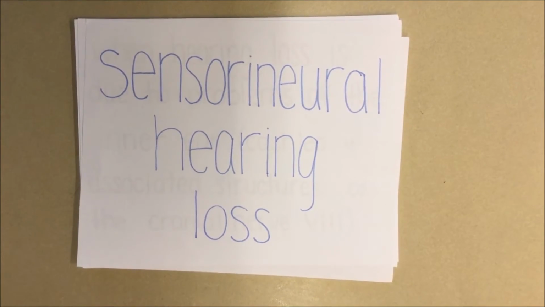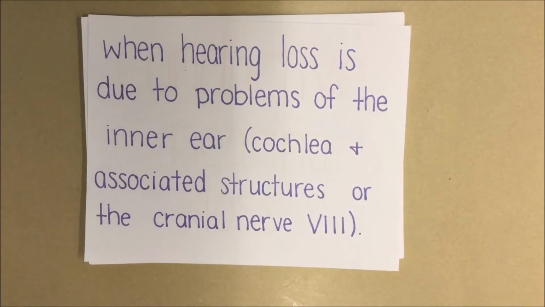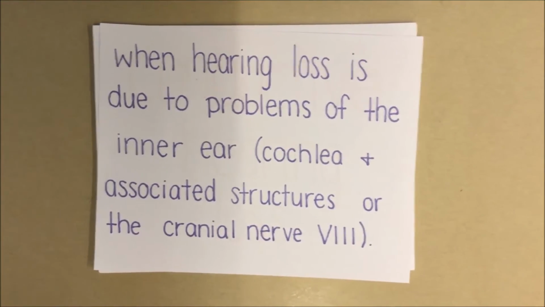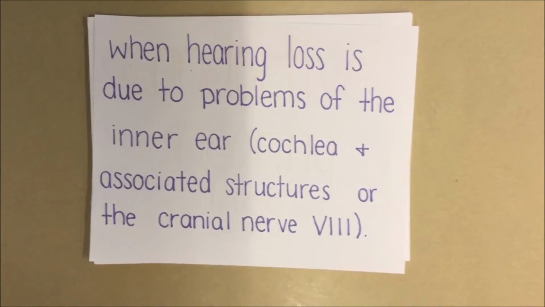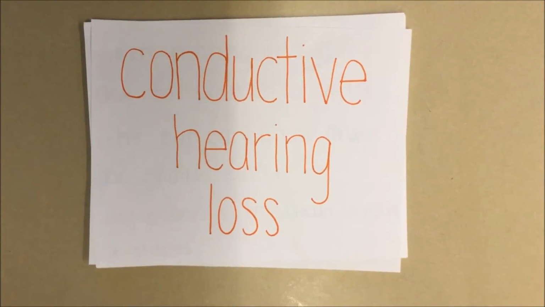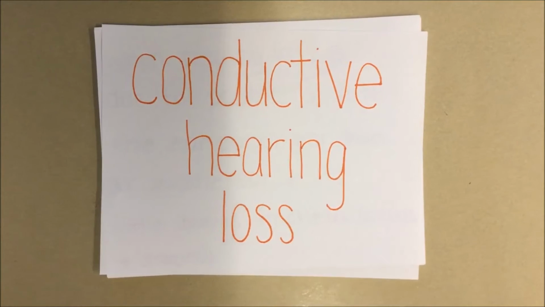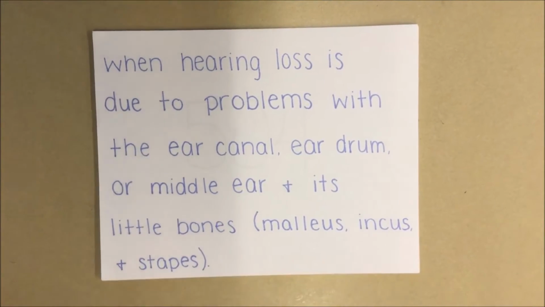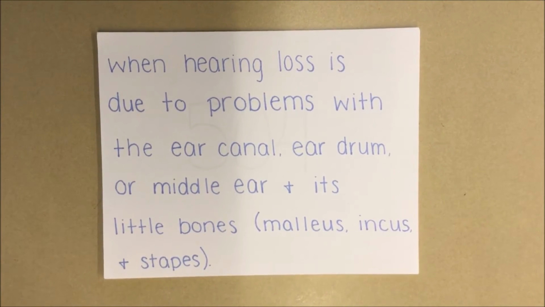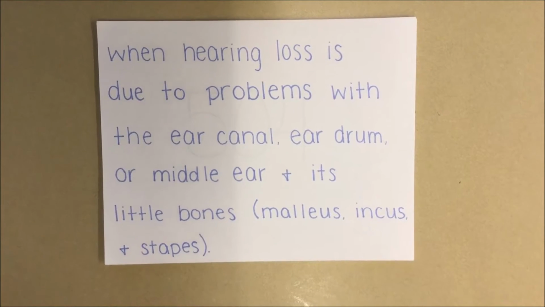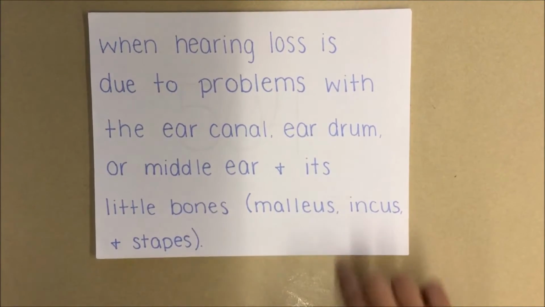Sensory neural hearing loss: when hearing loss is due to problems of the inner ear, cochlea, and associated structures, or the cranial nerve 8. Conductive hearing loss: when hearing loss is due to problems with the ear canal, eardrum, or middle ear and its little bones, malleus, incus, and stapes.